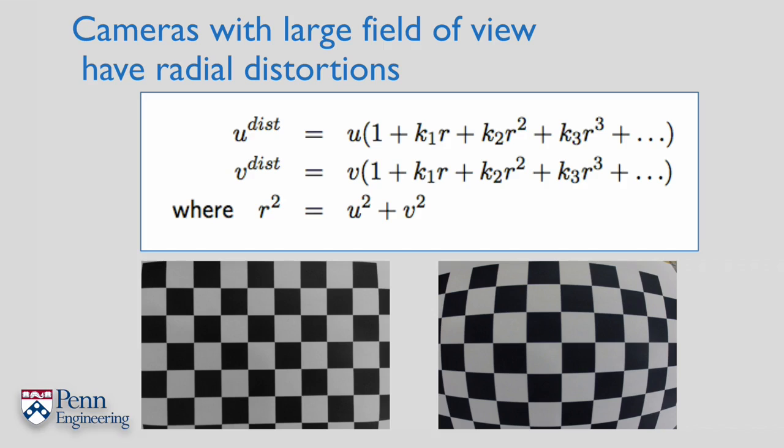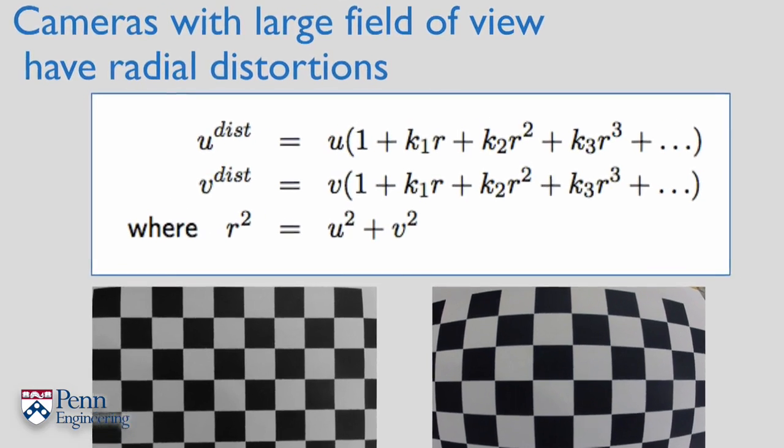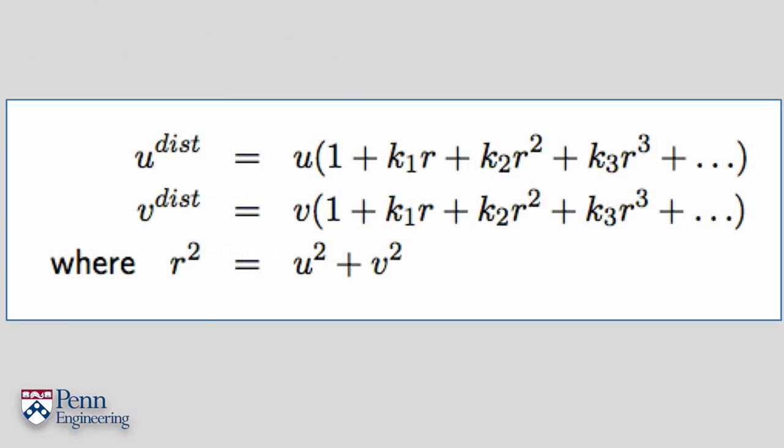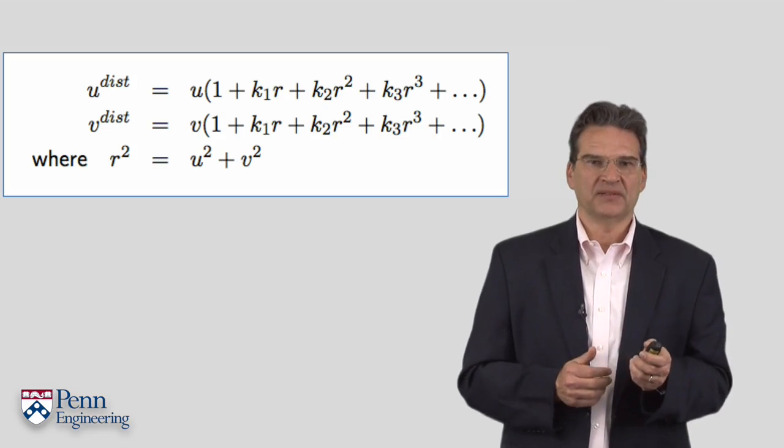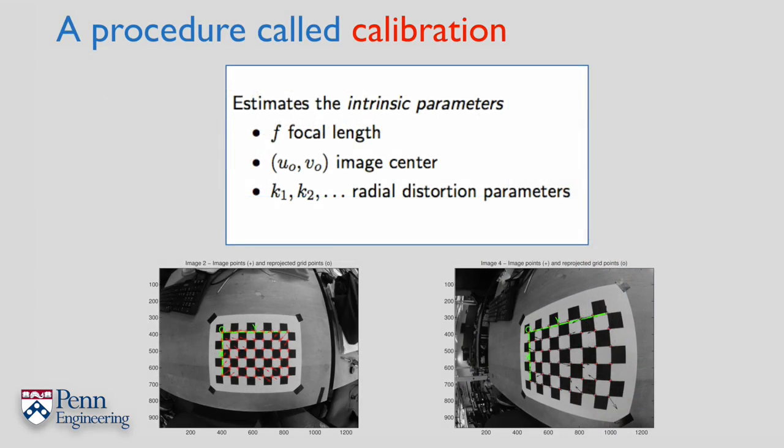We model this radial distortion, as opposed to the perspective distortion, which is natural in perspective projection, just with a polynomial, which is 1 plus k1 radius plus k2 radius squared plus k3 radius cubed, and so on. These k1, k2, k3 are unknown parameters, which we have to find with a procedure called calibration. R is the radius, and it can easily be found as the square root of u squared plus v squared. The calibration estimates the intrinsic parameters of a camera.